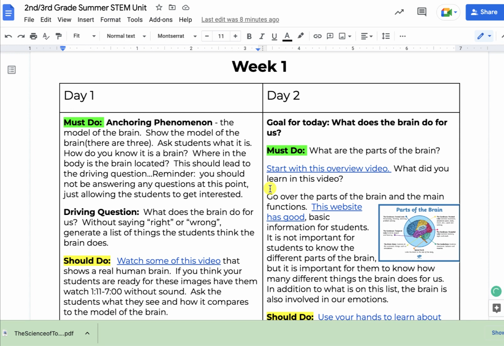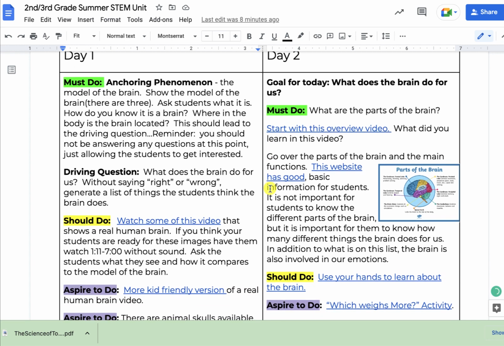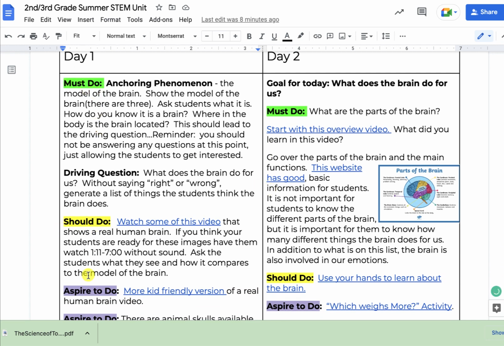Week 1, again, we're just getting things started, starting to look at the brain. There's a couple options in here. You can see I've got must do, should do, and aspire to do in this first day. So the must do's are that anchoring phenomenon, and I'm going to use the model of the brain as the anchoring phenomenon for this one.